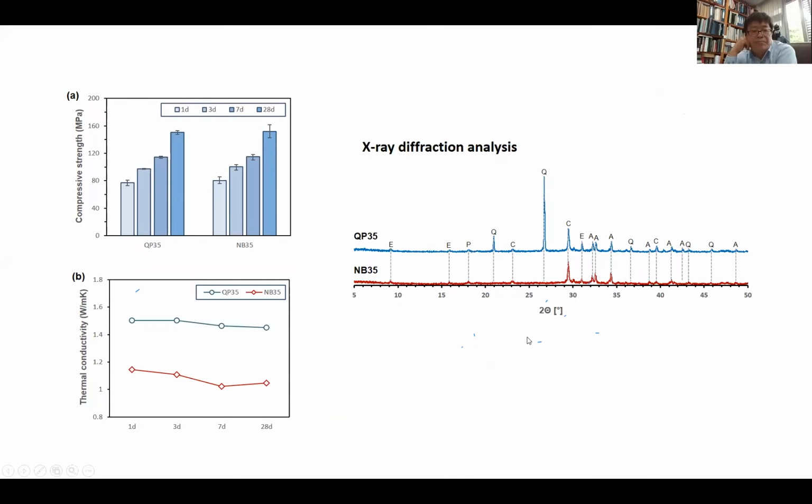From our specimen, we found a good candidate for the thermal break material. Also, the quartz particle powder is not acceptable for the thermal conductivity, but the strength is kept higher.